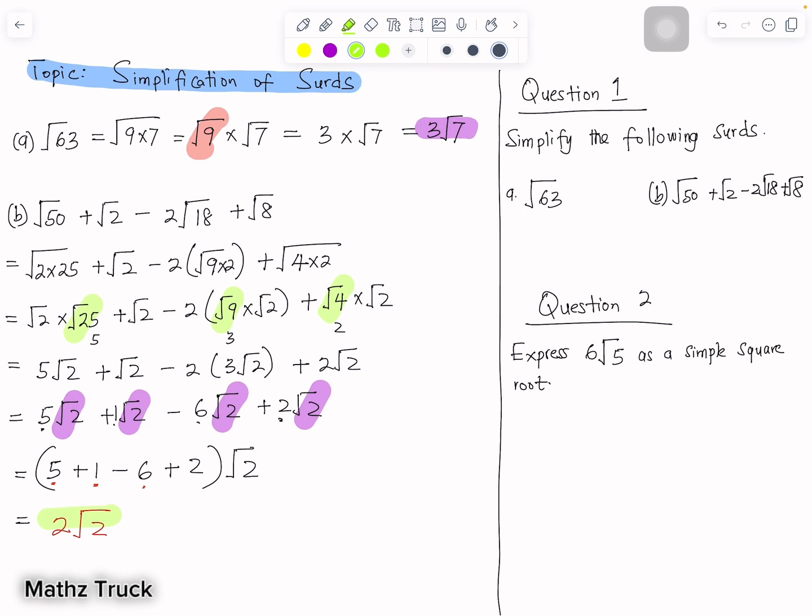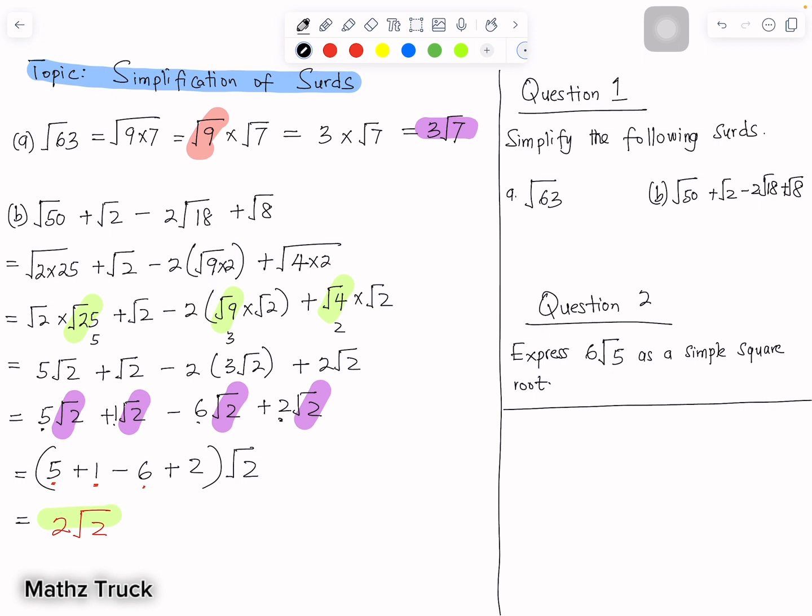All right, let's go to the next question. This question is a little bit different. Now let's solve it here. It says we should express 6 root 5 as a simple square root.